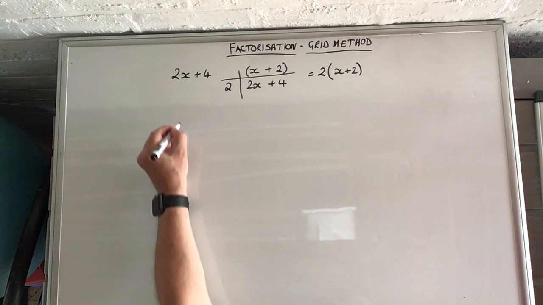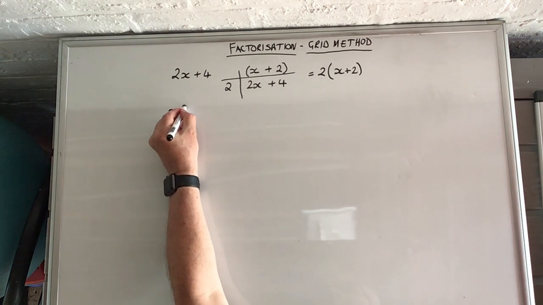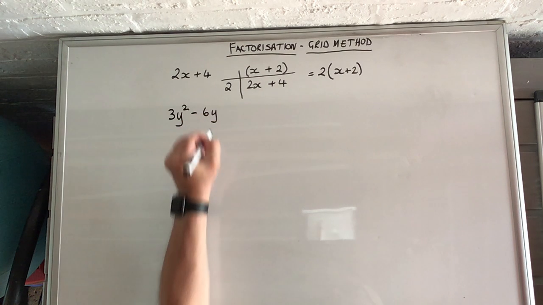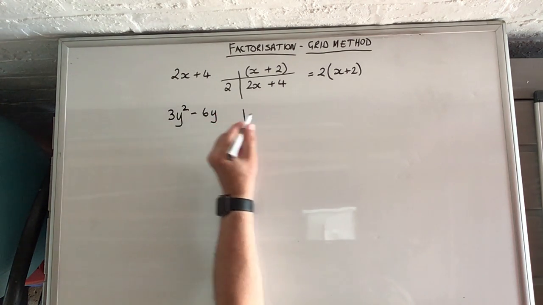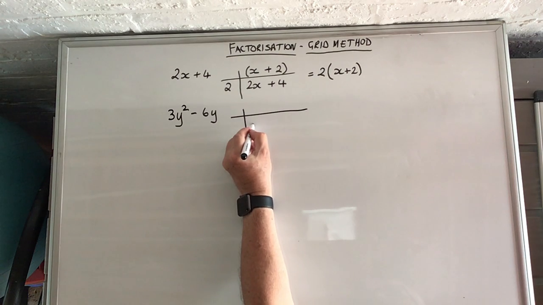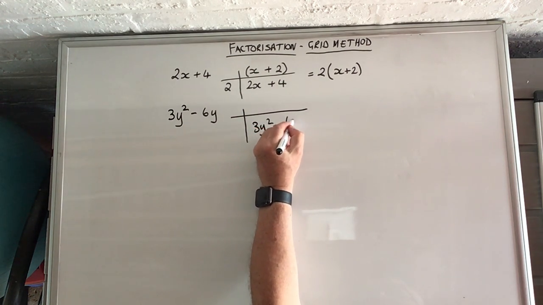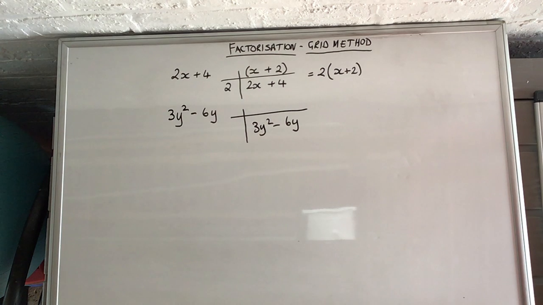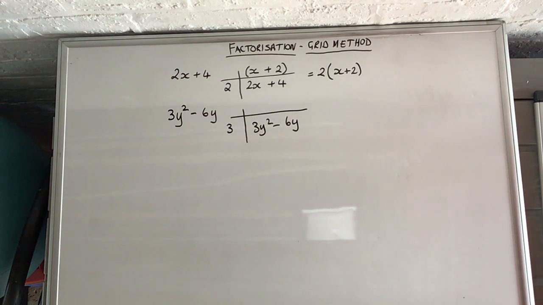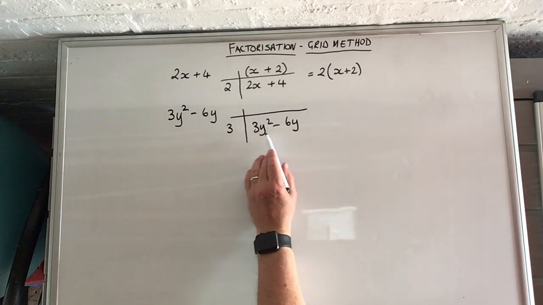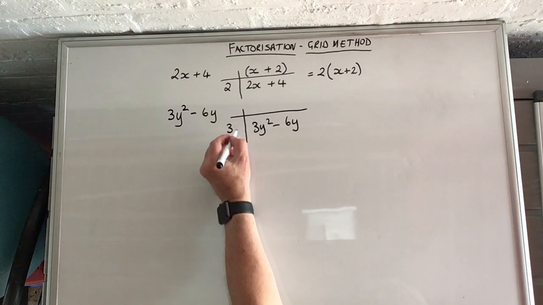Right, here's another one. This one's a wee bit trickier. 3y squared minus 6y. How can we change that into a multiplication or a product? Here's my grid. Write out your expression. Find the highest common factor. Well, this time it's a wee bit trickier. If we look at numbers 3 and 6, well, we can take 3 out, that's easy enough. But look at the letters. We've got y squared, that means y times y, and we've got a y here. So there's a y in here and y in there, so we can take y out.